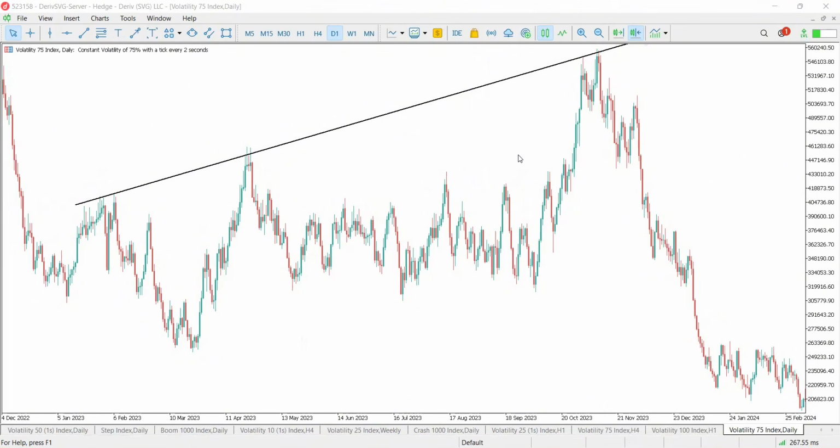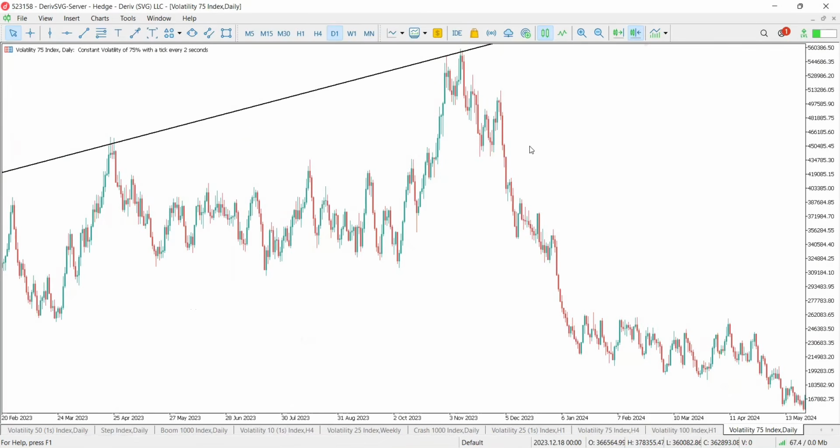Now, the next thing we're going to add is some levels of support and resistance. Okay, for example, when the market was coming to make the third touch, the market was trending upwards.